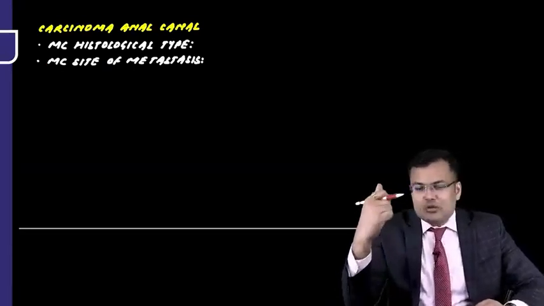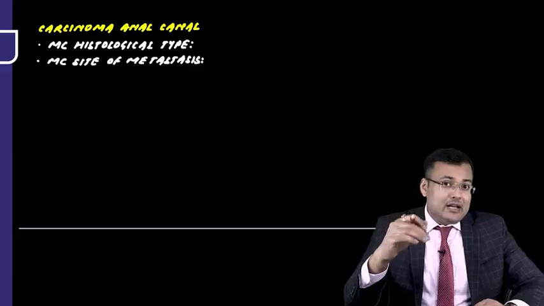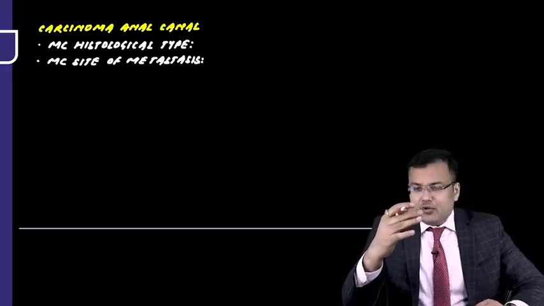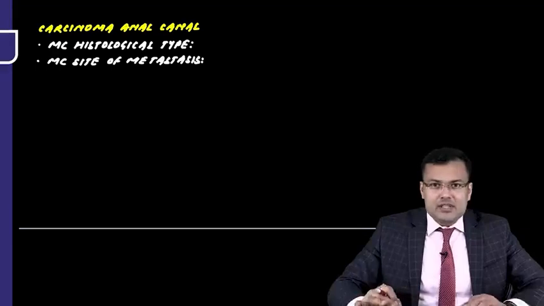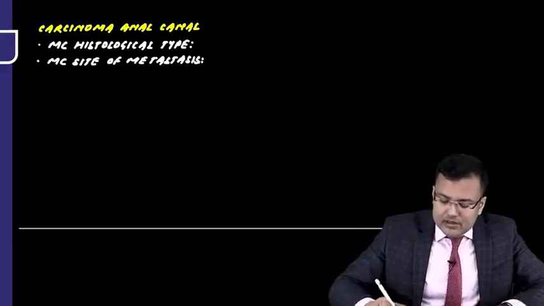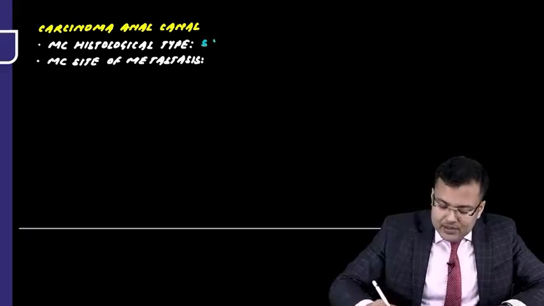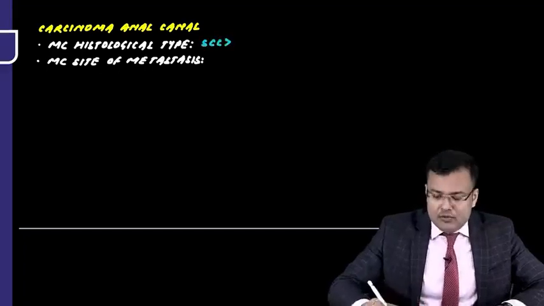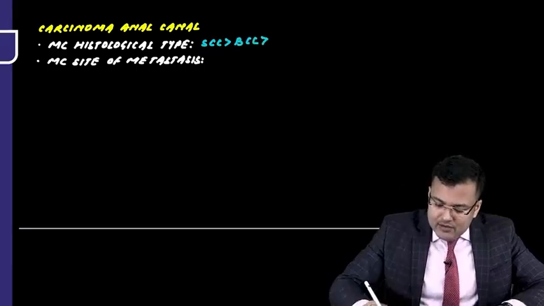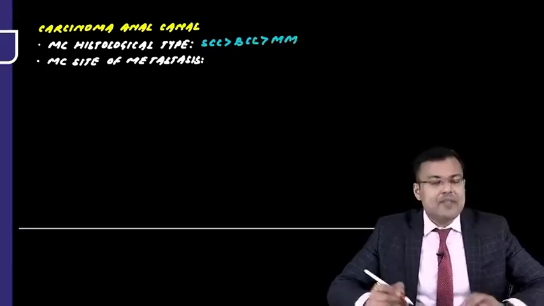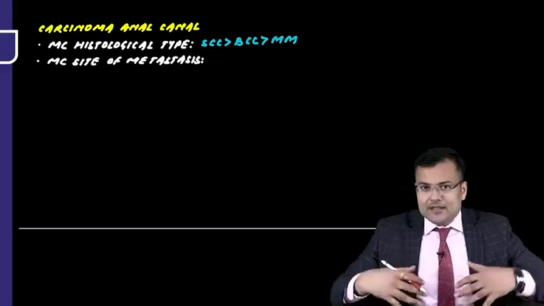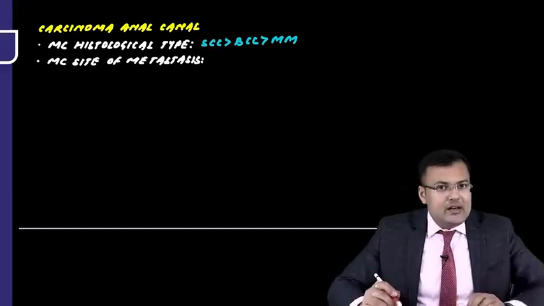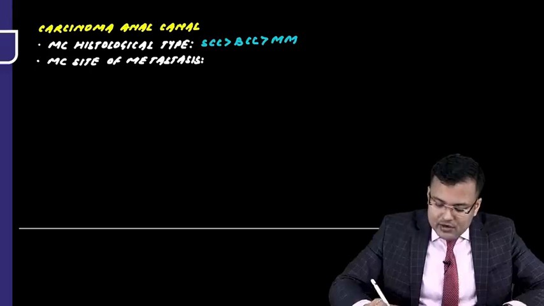Now see the carcinoma anal canal. The anal canal is located outside the GIT and is lined by squamous epithelium. Since it is located outside the GIT, some of the principles will be different. Since the lining is squamous epithelium, what is the most common histological type? Squamous cell carcinoma, followed by basal cell carcinoma, followed by malignant melanoma. Here, the most common site of metastasis will be lungs because it is drained into systemic circulation.